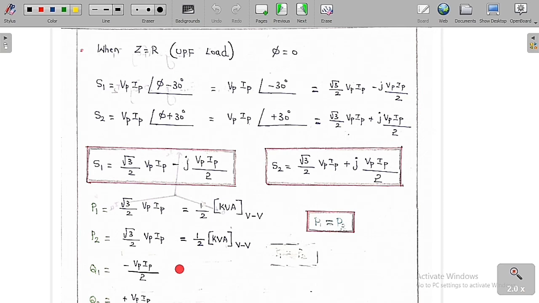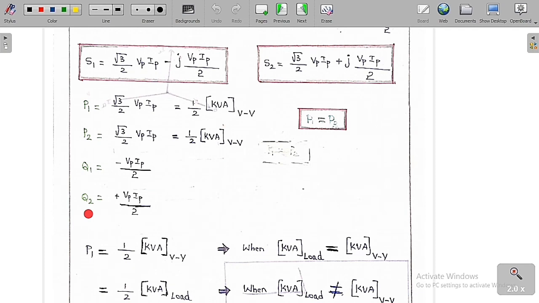Then the reactive power supplied by transformer 1 is minus VP IP by 2. The reactive power supplied by transformer T2 is plus VP IP by 2. So we can say that one transformer is sending reactive power and the other transformer is absorbing that reactive power. If transformer T2 is sending the reactive power, it is absorbed by transformer T1. This is the meaning of this, because the load is not absorbing any reactive power. Whatever reactive power is sent by transformer T2 is absorbed by transformer T1. That is the meaning of this.